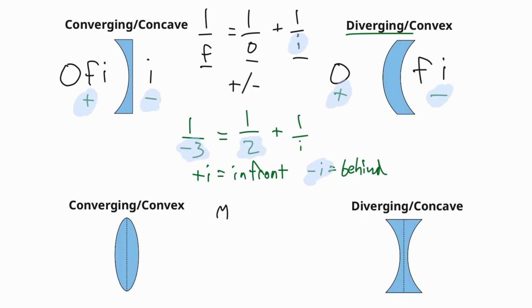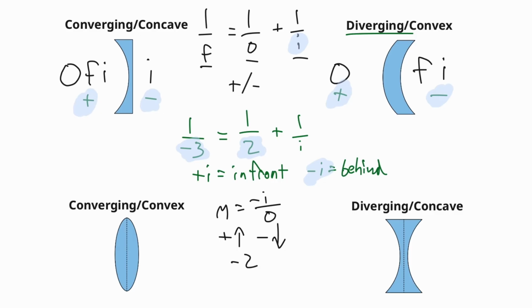Once you have your image distance and your object distance, you can plug those values into the magnification equation. The magnification equation tells us the ratio of our image height to the object height. And if it's a positive sign, your image is upright. And if it's a negative sign, your image is inverted. So something like -2 tells us that our image is twice as big as the object and it's inverted.